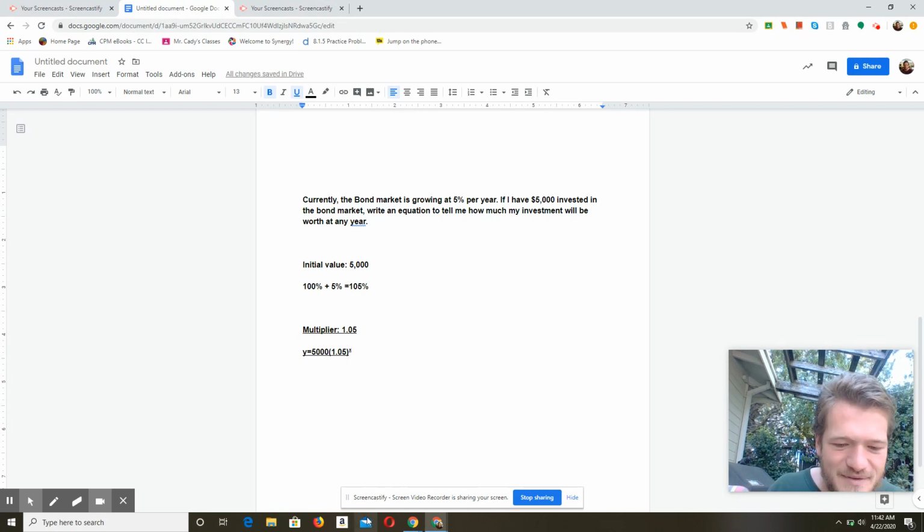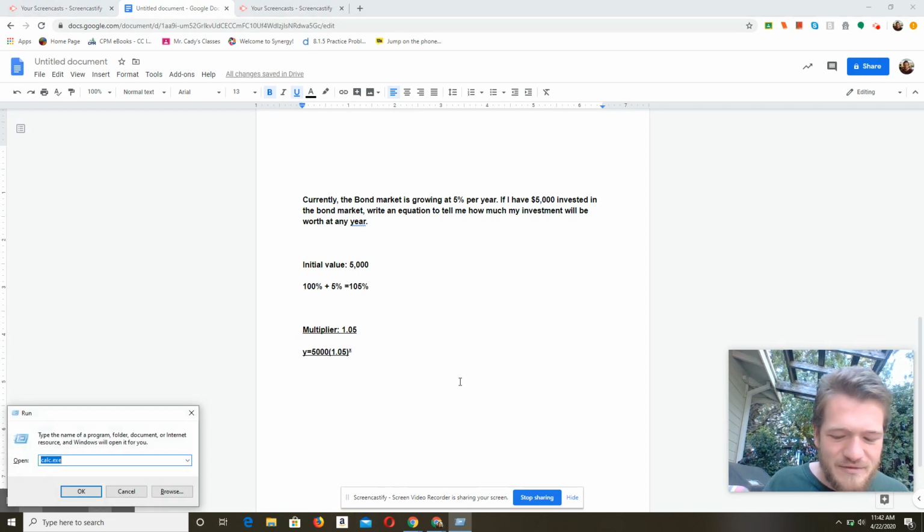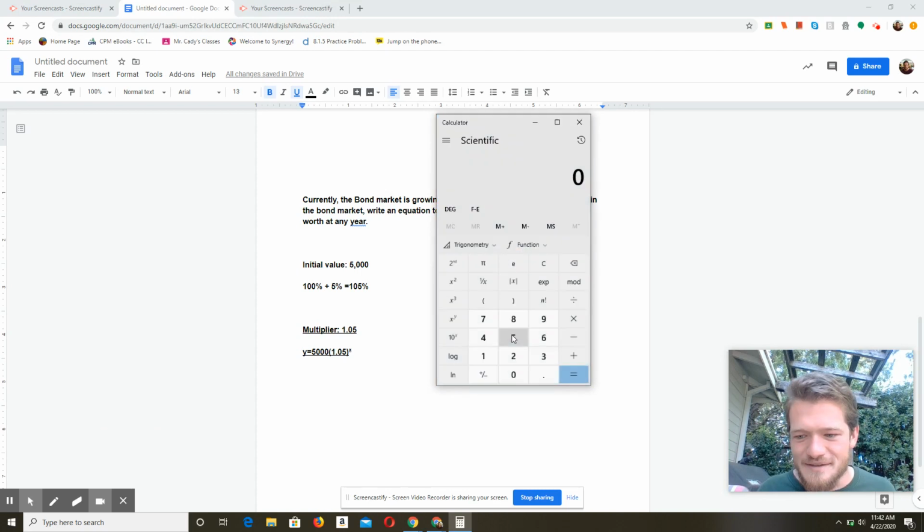And I can do the same thing. Let's say after 20 years, I have 1.05 raised to the 20th power, and then I can multiply that times my original 5,000. I have $13,250. That's a decent increase. But I've got to wait 20 years for that.